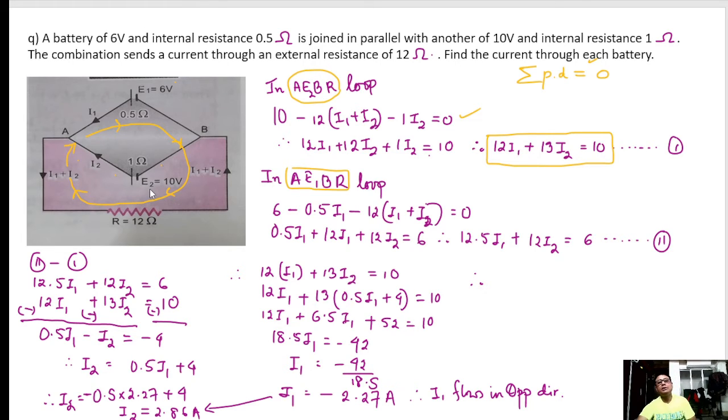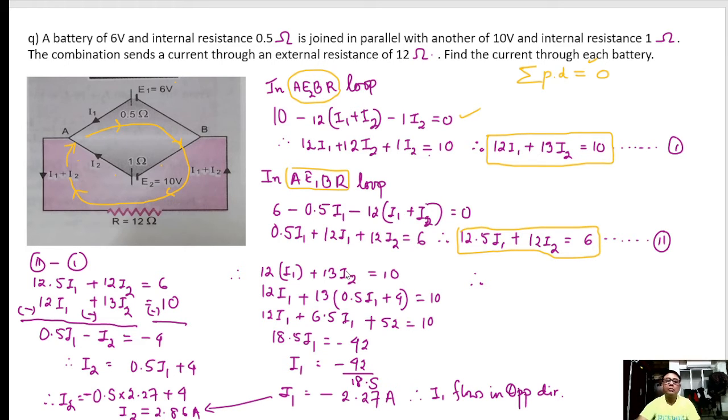So let us apply the rule. The rule says that going from positive to negative in the E1, it is plus. And now you are going through the internal resistance in the opposite direction. Current is coming out, but we are going opposite, so minus 0.5 I1. Then we are moving opposite through the resistance capital R, which is minus 12, so that's why minus 12 (I1 plus I2) equals 0, and we are making this relation.